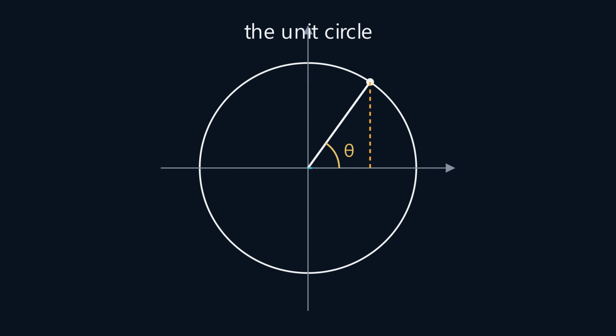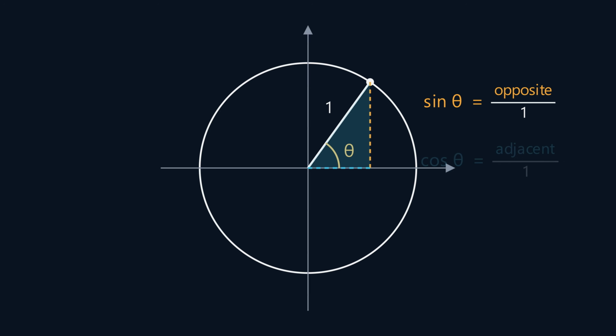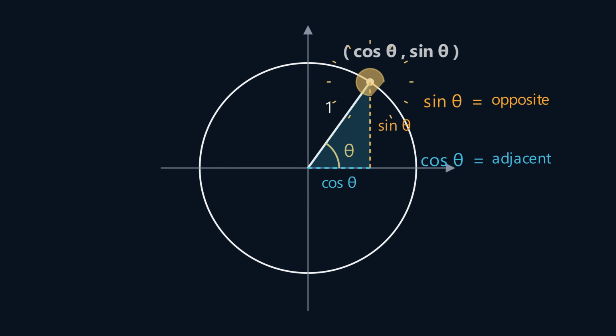Now drop a vertical line from that point down to the horizontal axis. Look what appeared, a right triangle, and its hypotenuse is the radius, which is 1. Here is where it becomes elegant. Sine is opposite over hypotenuse, but the hypotenuse is 1, so sine is just the opposite side. Cosine is adjacent over hypotenuse, again divided by 1, so cosine is just the adjacent side. The vertical leg is the sine. The horizontal leg is the cosine, which means the point on the circle sits at coordinates cosine theta, sine theta.